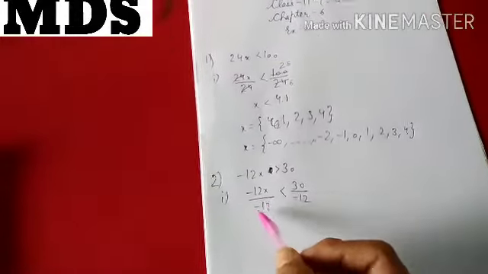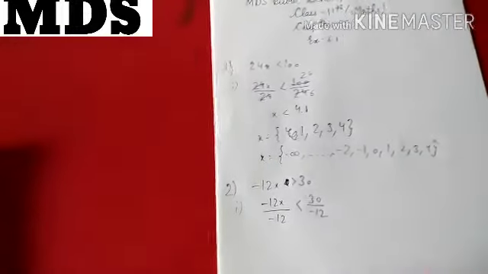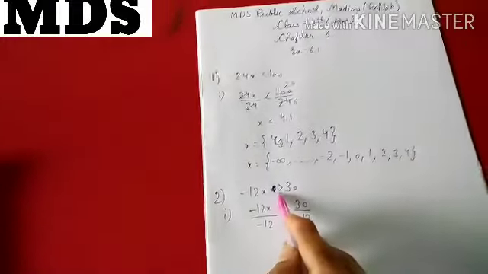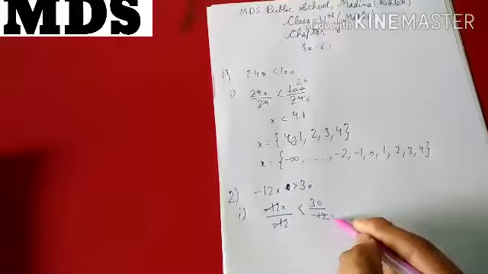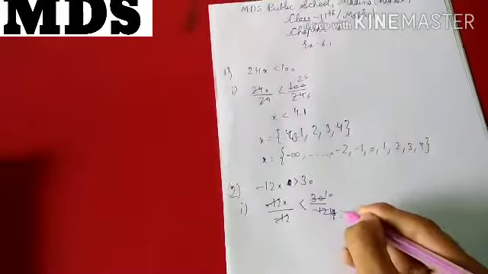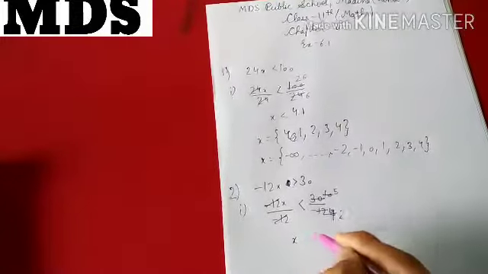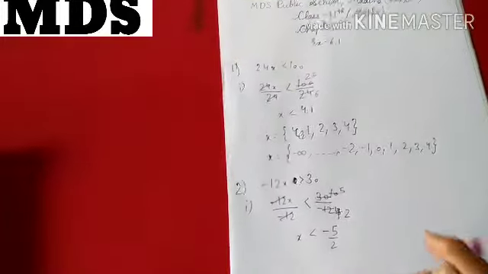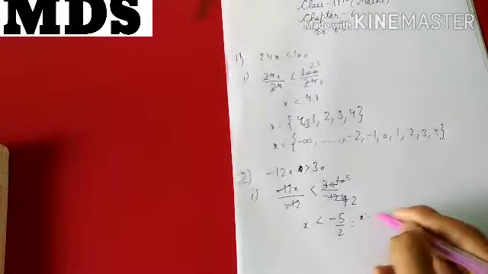We know that whenever we divide or multiply with a negative number, then the sign of inequality changes. So it was first of all greater than, now it is less than. So what we will get? Here we will get 10, 2 and 5. So that means x value will be less than minus 5 by 2. Minus 5 by 2 is equal to minus 2.5.